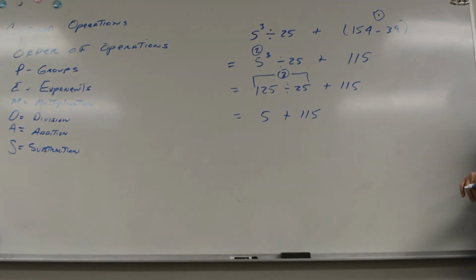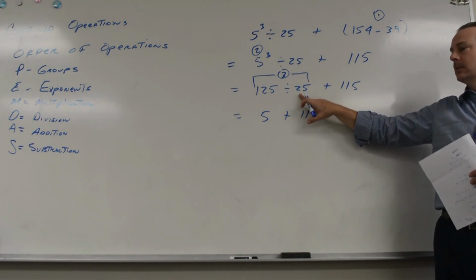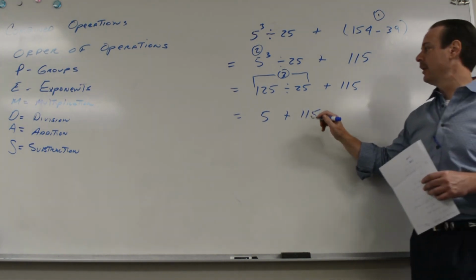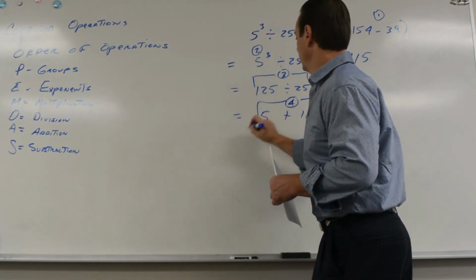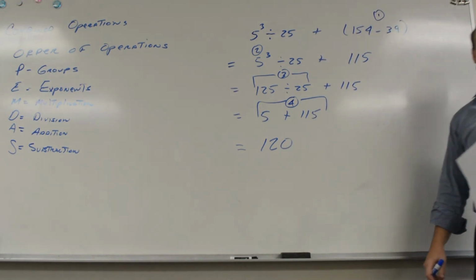Wait a minute. 125 divided by 25. Oh, okay, sorry. Say that again? Yeah, well then the last step here is the addition. Can you give us a minute? I'm sorry.